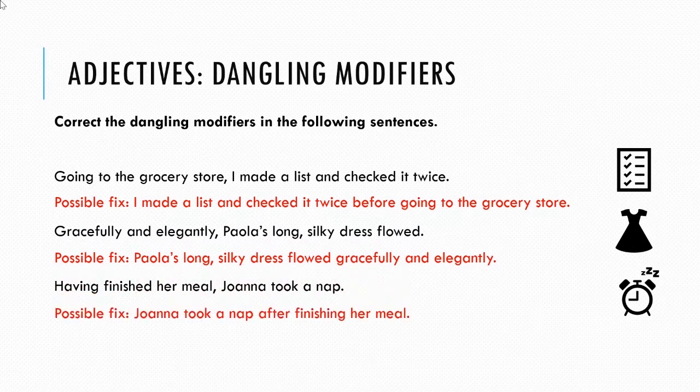Having finished her meal, Joanna took a nap. In the last example, notice how having finished states the action but does not name the doer of that action. One fix for this sentence could be, Joanna took a nap after finishing her meal. In this case, naming Joanna as the doer of the action clarified the sentence subject.